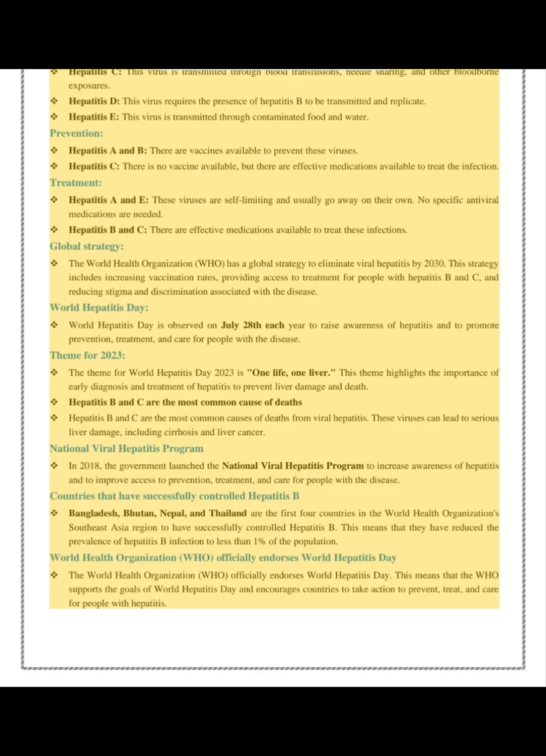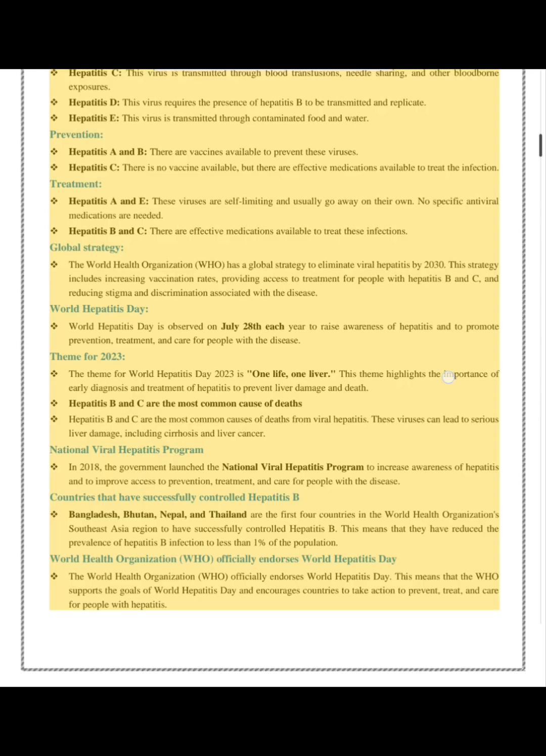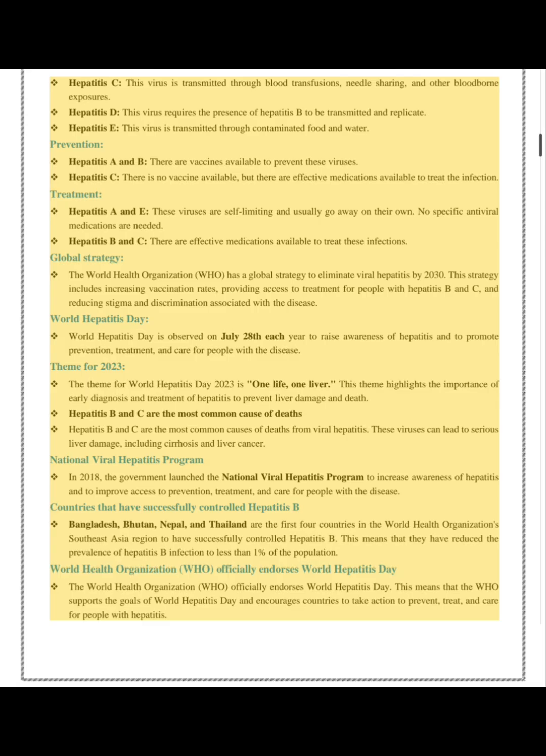Prevention. Hepatitis A and B. There are vaccines available to prevent these viruses. Hepatitis C. There is no vaccine available, but there are effective medications available to treat the infection. Treatment. Hepatitis A and E. These viruses are self-limiting and usually go away on their own. No specific antiviral medications are needed. Hepatitis B and C. There are effective medications available to treat these infections.